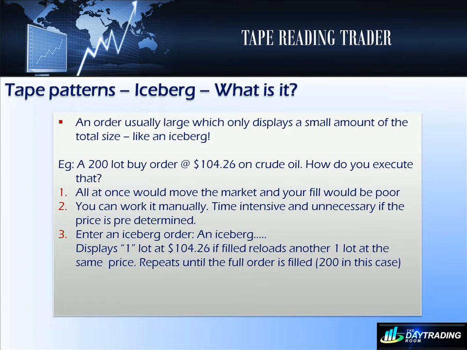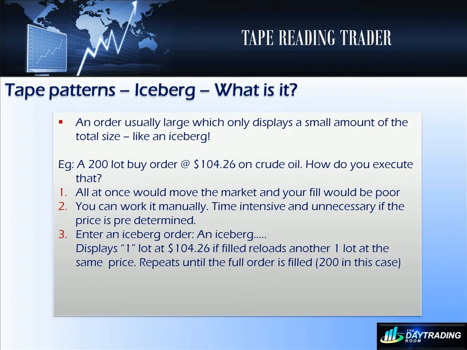It consists of the price that you want to do the trade, so the limit price, the size of the trade, obviously the direction of the trade if you're buying or selling, and how much you want to display at any one time. So in other words, what is above the surface of the sea.